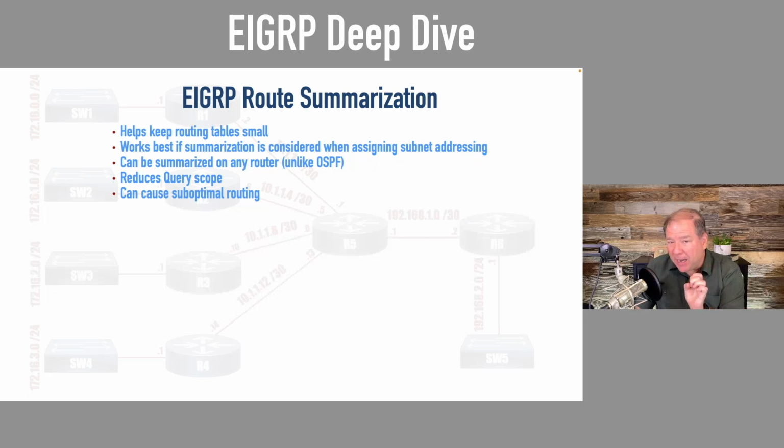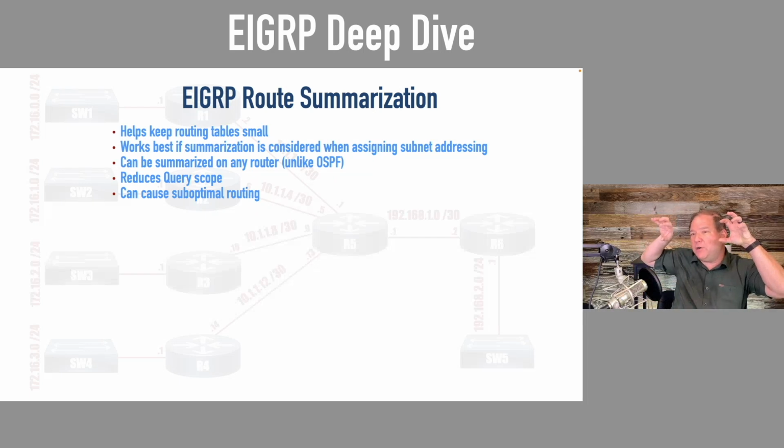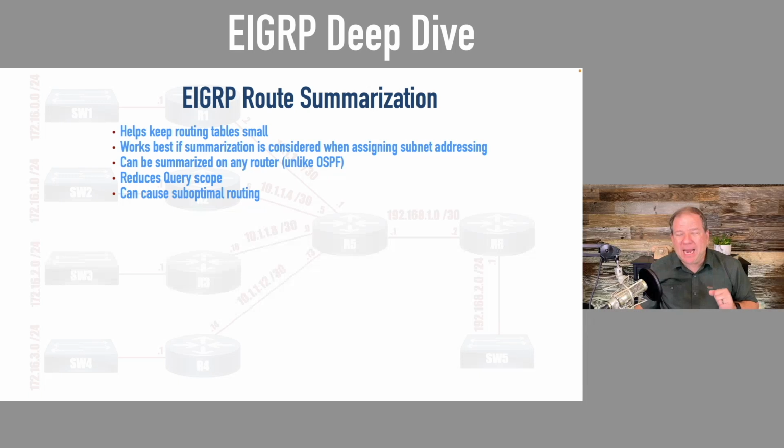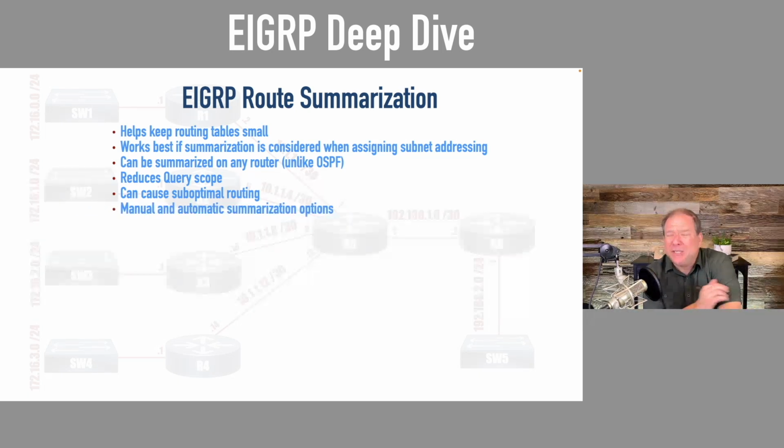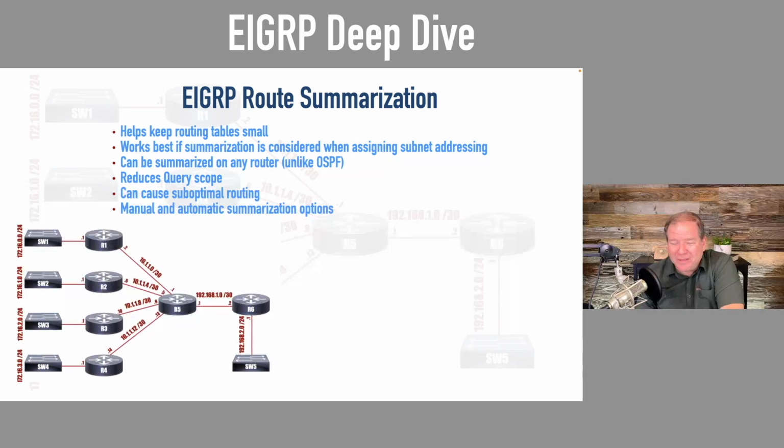And keep in mind, it could cause suboptimal routing if R1 is advertising a summary route to R2, but there is a network that falls within that summary address that lives off of R3 in the other direction. That's going to be a problem. So we don't want to summarize and have that summary address include something that doesn't live in that direction. So let's be careful with that. And EIGRP does have the ability to do auto summarization. Sometimes we want to turn that off.